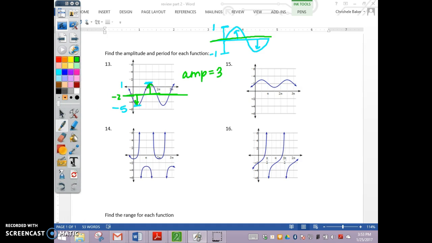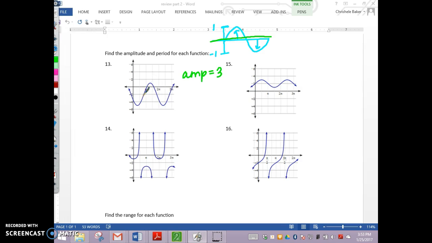To find my period, I'm going to be looking at where do I start and where do I stop to get those 5 critical points in. The 0 max, 0 min, 0. So if I think about this as a sine curve, 0 would be here, max would be here, 0 would be here, min would be here, back to 0. From here to here is 2 pi. This graph must have been shifted left and right then.